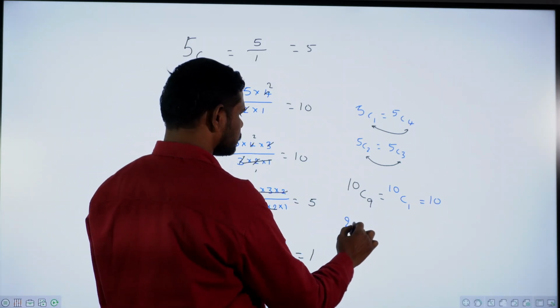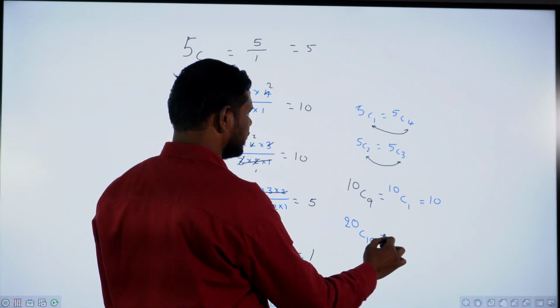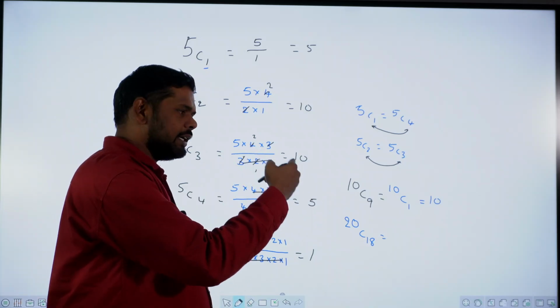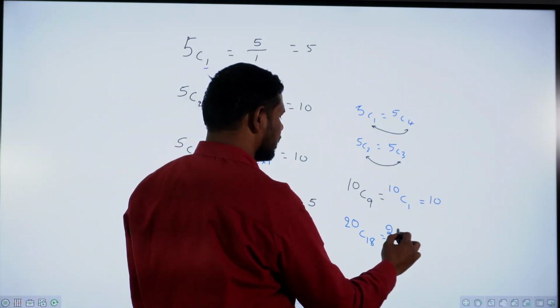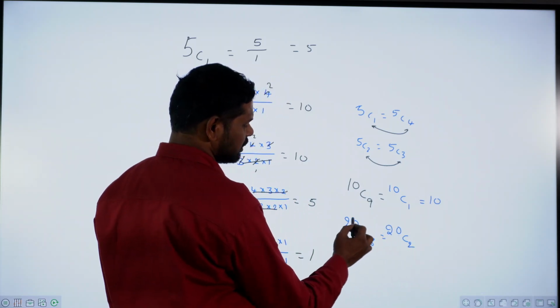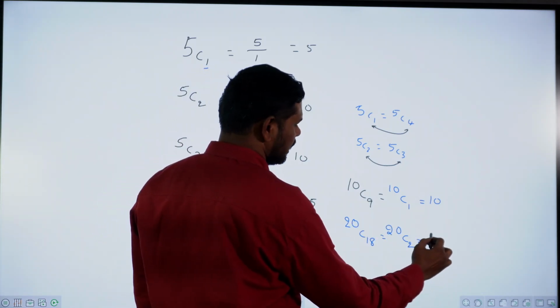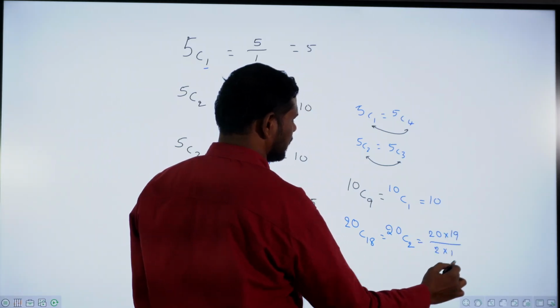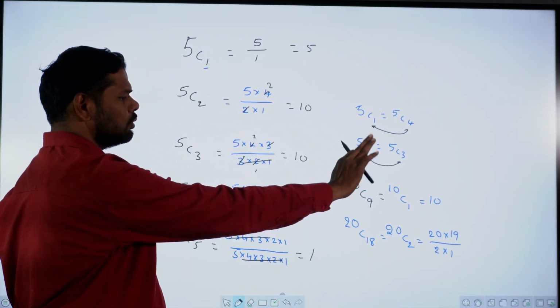Suppose we need to find the 20C18 value. No need to write up to 18 terms. Instead, just convert it to 20C2. Why? Because 18 plus 2 equals 20, which is the total n value. Now 20C2 is very simple: 20 into 19 by 2 into 1. After that, 2 1s are 2, 2 10s are 20, 19, 10.